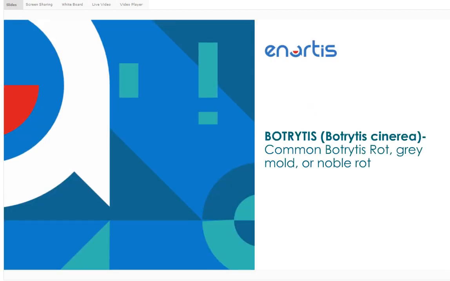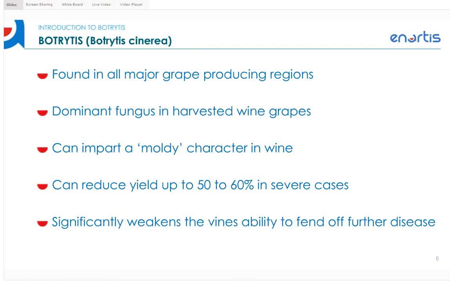So just to get into it, I'll start off with botrytis. It is found in all major grape producing regions in the world and is actually the dominant fungus found in harvested wine grapes. So really no matter what state in the US or wine growing country you farm grapes in, you're likely to find the disease. It can be a sought-after fungus in certain styles of wine known as noble rot, but in most wine styles it is something you want to minimize because it can impart a moldy character in wines if found in high enough quantities.